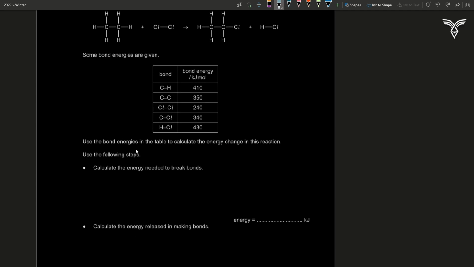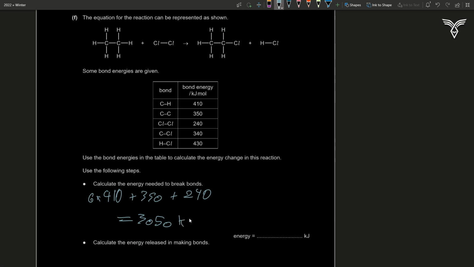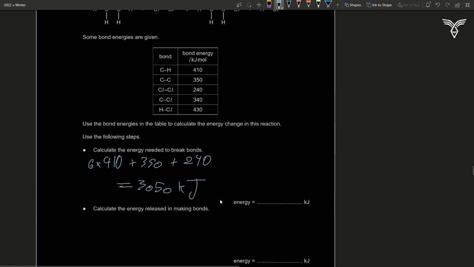خلينا ايه نسمي بالله. عندنا 1 2 3 4 5 6 carbon to hydrogen bonds، ف 6 into 4 10 بلس عندنا ايه تاني؟ واحدة كربون تو كربون بلس 350. عندنا ايه تاني؟ كلورين تو كلورين، يبقى كده عندنا another 240. يبقى التوتال بتاعنا 30 50 كيلو جولز. حلو. you can kilojoules per mole، أو هنا it says kilojoules but both are correct، يبقى هنا 30 50.